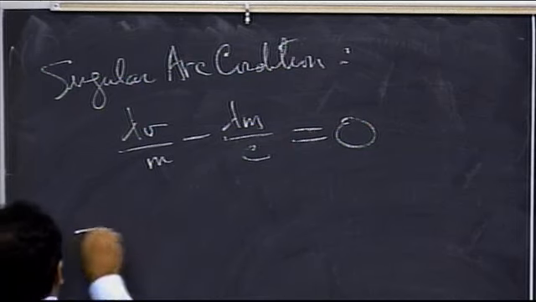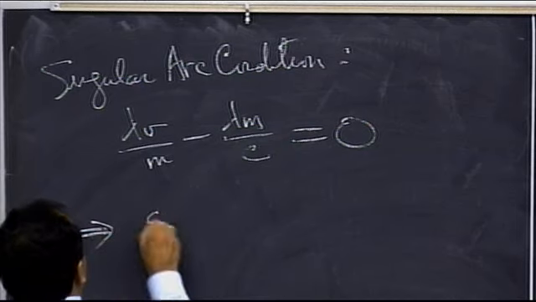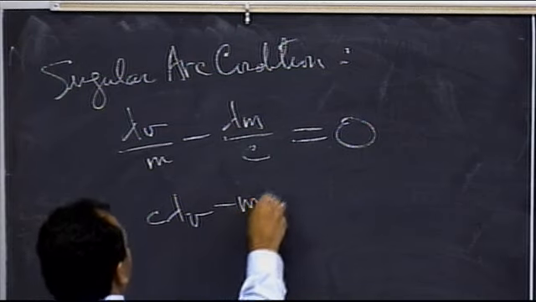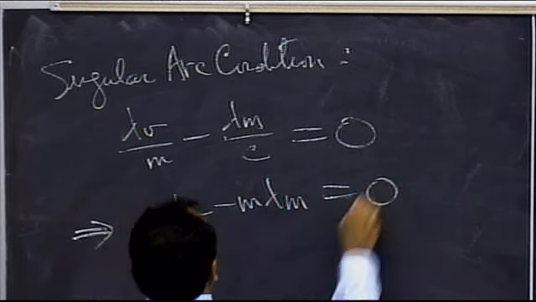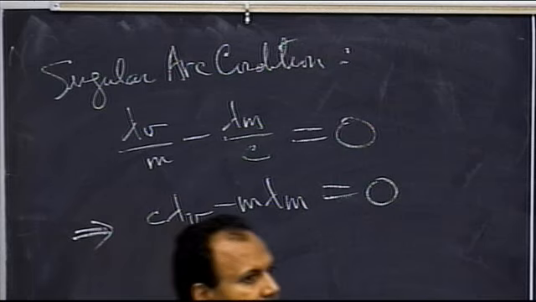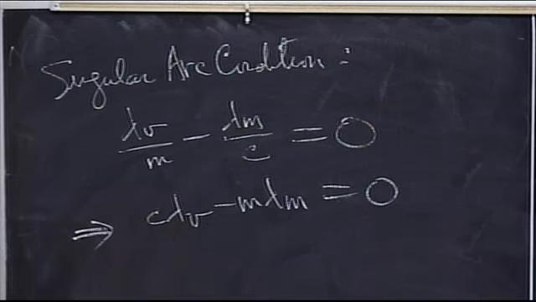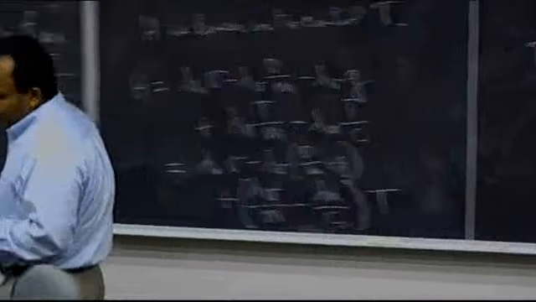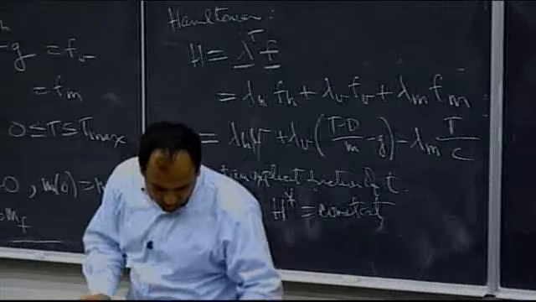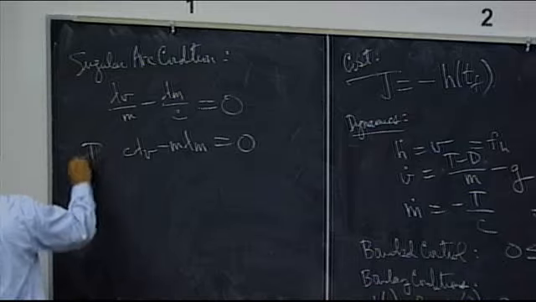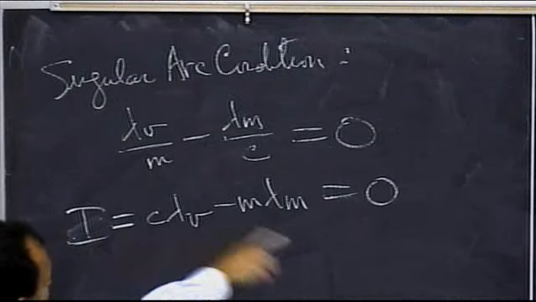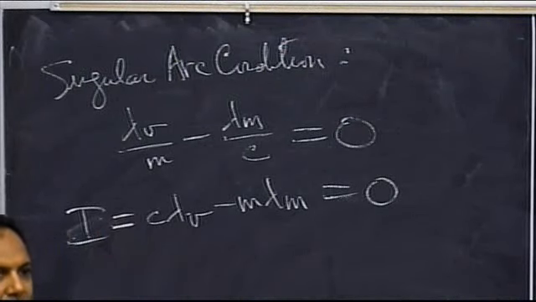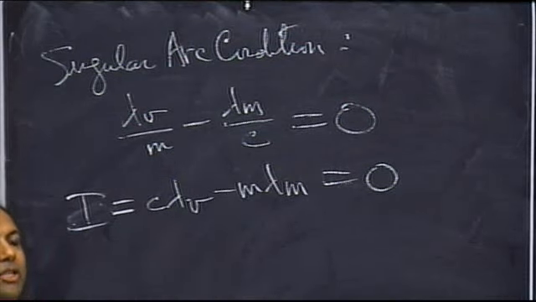If I rewrite this, what do I get? I get c lambda sub v minus m lambda sub m is equal to 0, because if I put this under a common denominator, the mc drops out, because m can't be 0 and c is not 0. So I get that condition right there. Let's suppose I define that condition as I. Call this thing I. If this condition is met, I'm on the singular arc. So how am I going to determine the control?